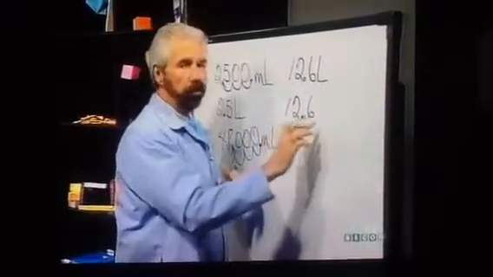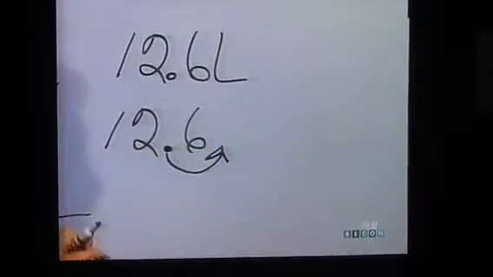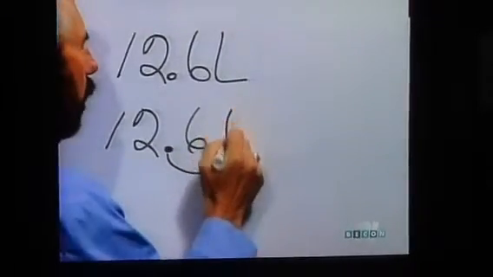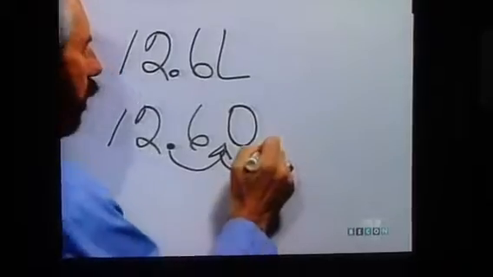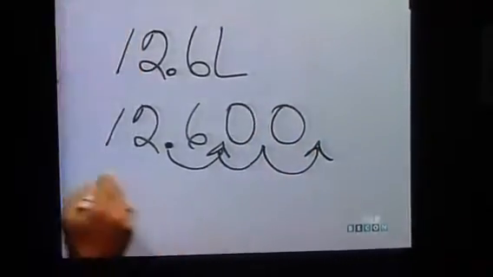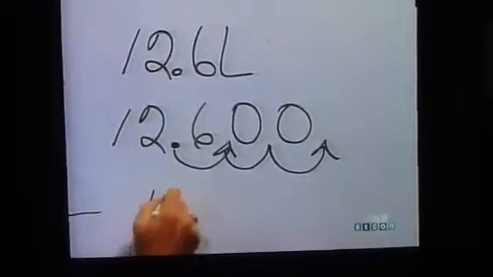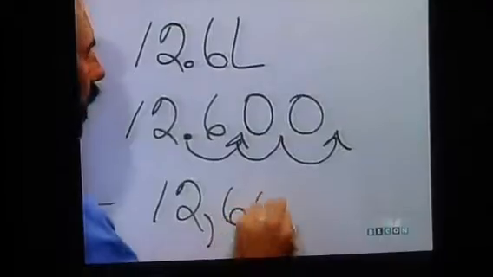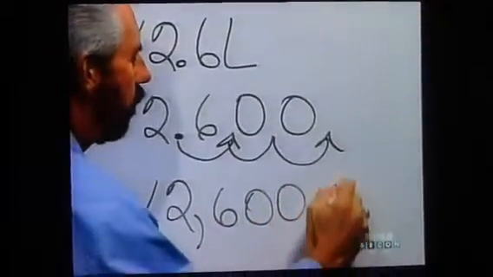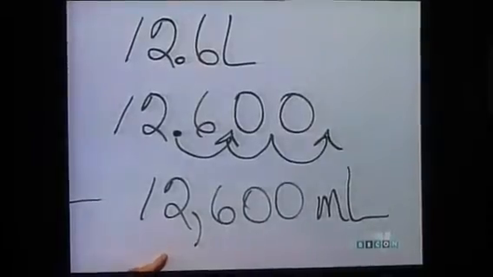Now, when you look at this problem, you're saying, well, I can only move it 1 place. So what is necessary to do is to add zeros. Now I can move it to 2nd place, and then 1 more. And as you can see, the 12.6 or 12 and 6/10 liters becomes 12,600 milliliters when changing from a larger unit to a smaller.